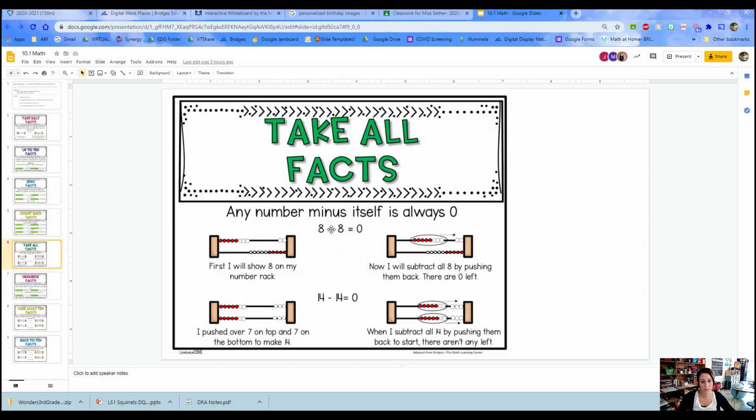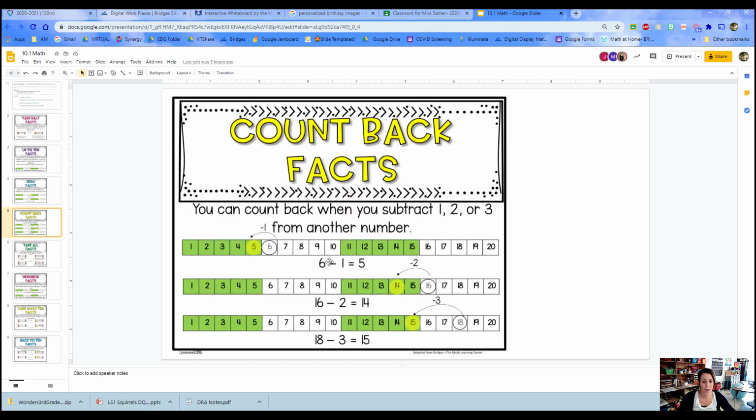Take all facts: any number minus itself is 0. So 8 minus 8 is 0, 14 minus 14 is 0, 101 minus 101 is 0. You got it. Count back facts are kind of like count on facts, but you're counting backwards. It's when you're subtracting 1, 2, or 3 from a number. You can just count backwards that many in your head or on your fingers.